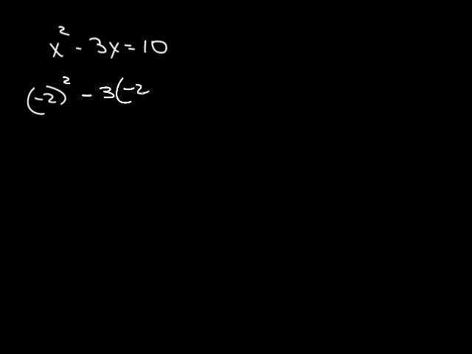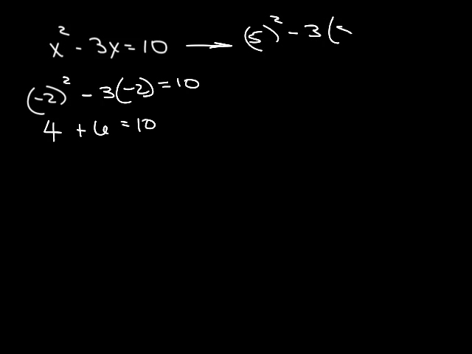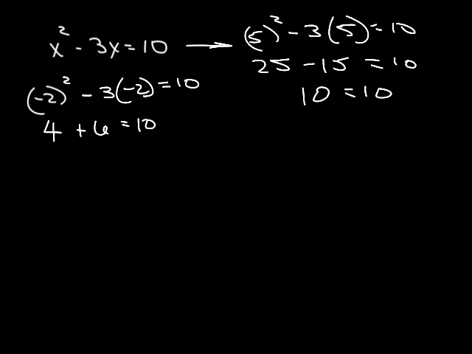Minus 3 times negative 2 equals 10. So I have positive 4 plus 6 equals 10. Okay, so negative 2 works. So let's try 5. We've got 5. Again, put it in parentheses. So 25 minus 15 equals 10. 10 equals 10. So both of these end up satisfying that equation. They're both roots of the equation. All right, so that's it for lesson 22.